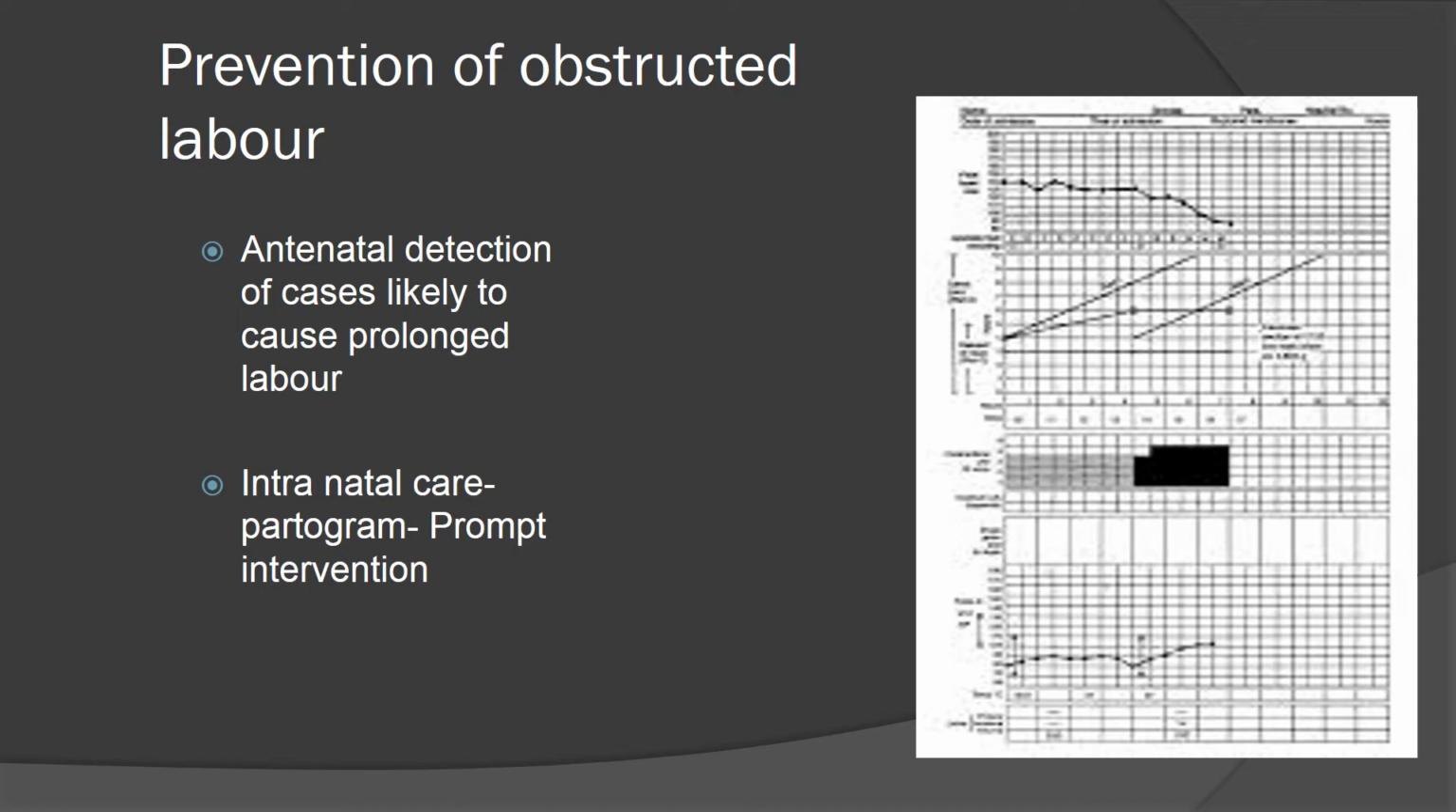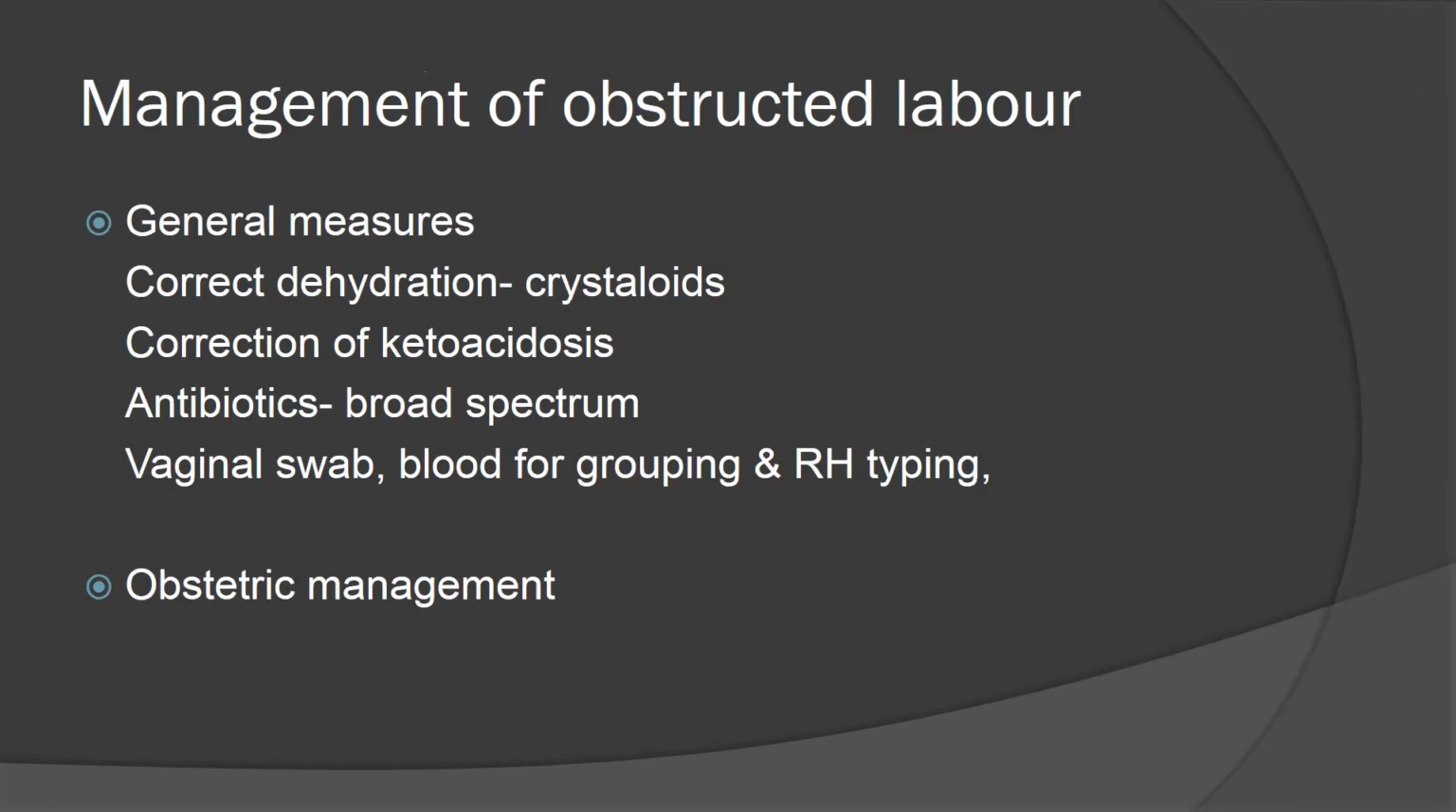If it is not remedied and the course of labor crosses the action line, as shown in this graph, you have to take measures to terminate the pregnancy so that complications of prolonged labor and obstructed labor will be prevented. Even though this is a preventable condition, obstructed labor still occurs in our country, and women often come late in labor with the features of obstruction.